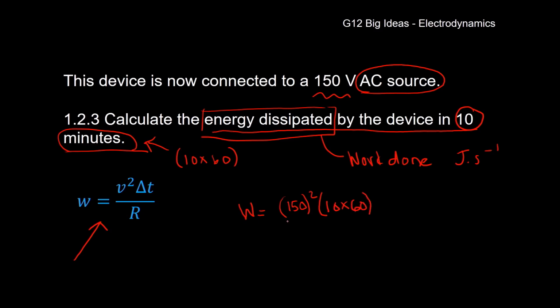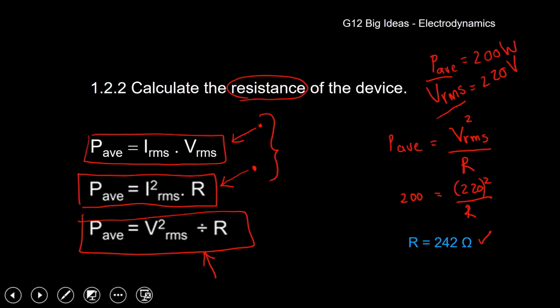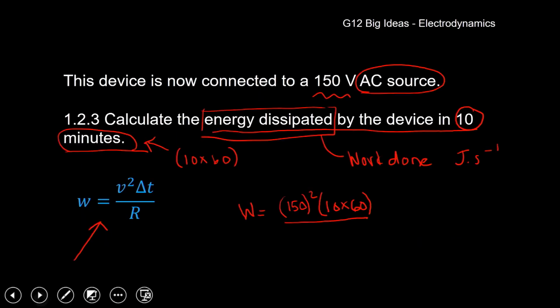10 by 60, and I need to then substitute in the value for R, which is the resistance, and we found that to be 242 ohm. So I'm going to put that in, 242 ohm, and then I can calculate my answer.